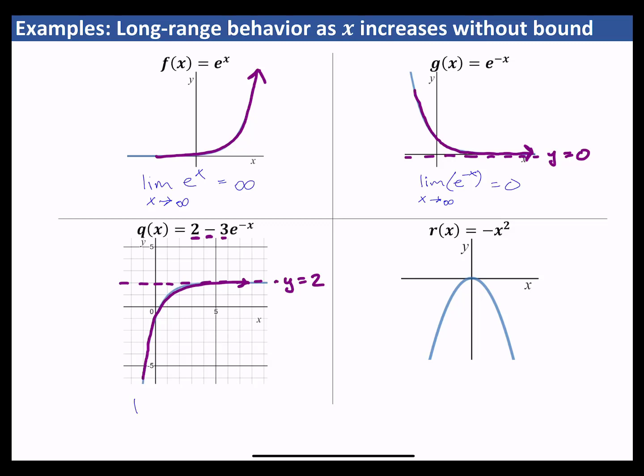In limit notation, we would have the limit of 2 minus 3e to the negative x as x increases without bound equals 2.